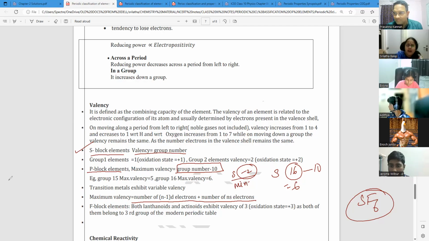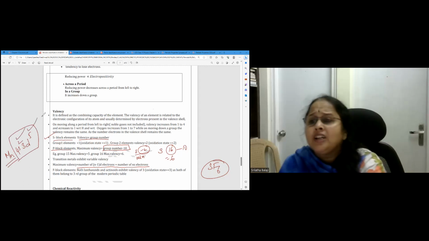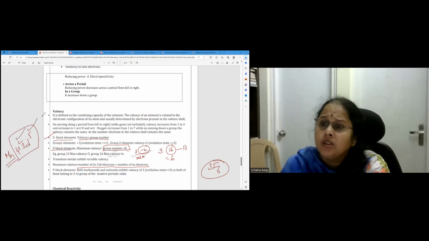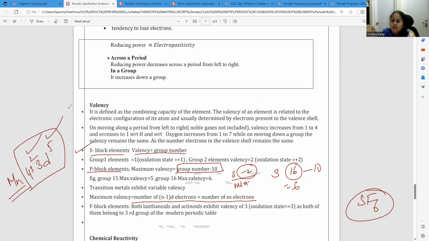But for example, if I take manganese, it's 3d5, 4s2. So you add up the d electrons and s electrons. That will give you the maximum valency. Okay.